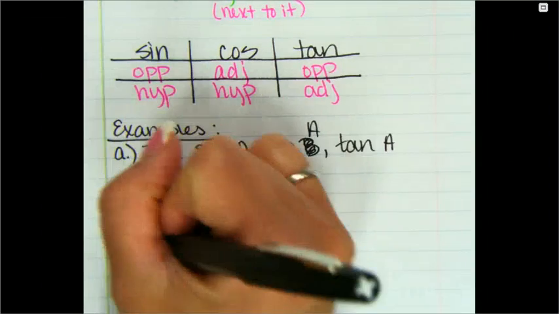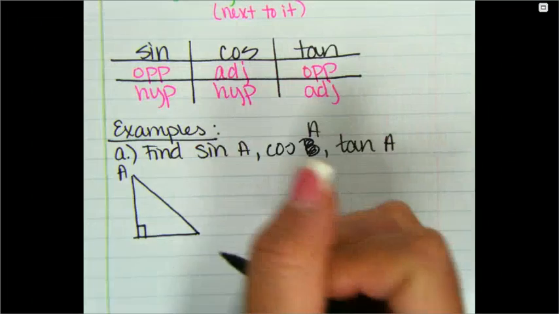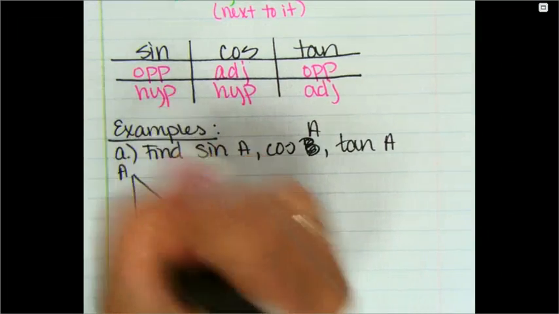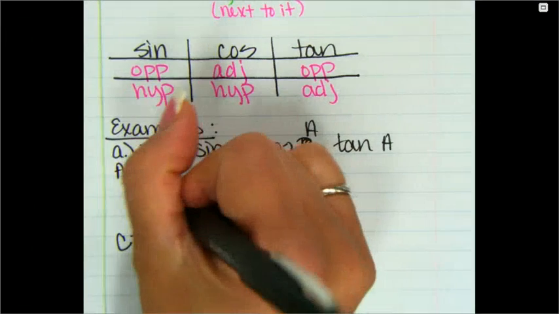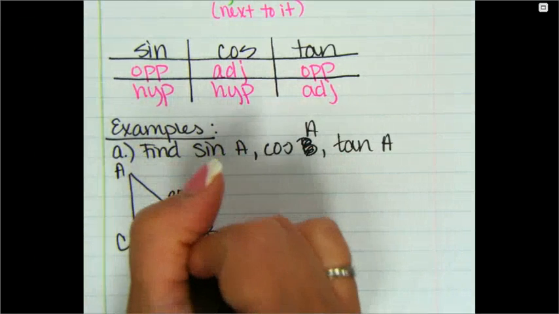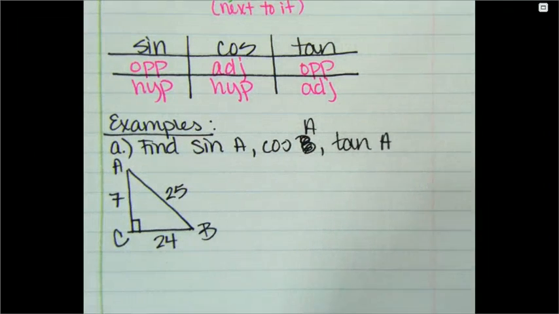I would just skip down to the bottom, or just watch it and do it later on YouTube. So here's A, here's B, here's C. Good so far? This is 25, 24, and 7. Obviously, I'm not drawing to scale. I'll let you do that first.